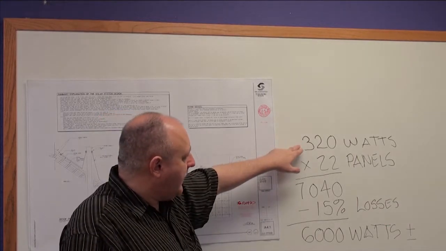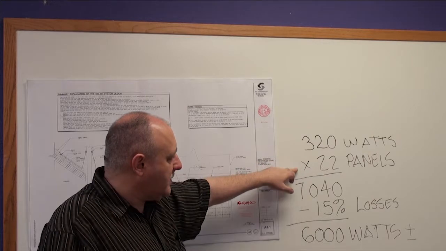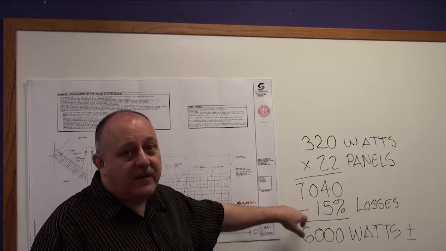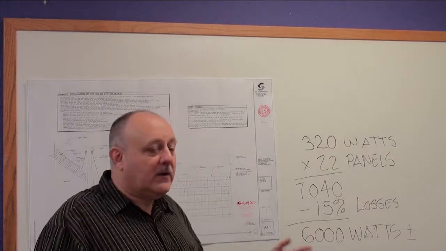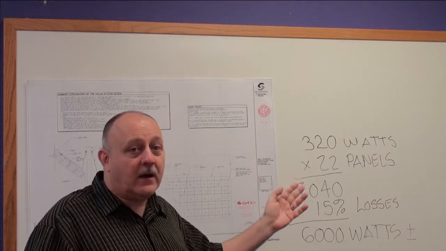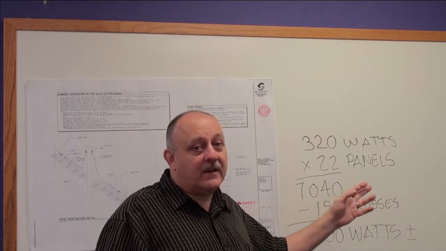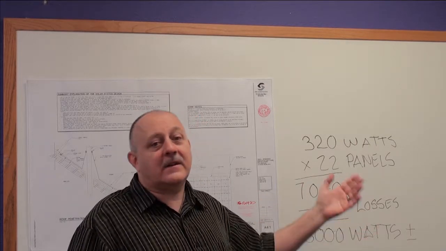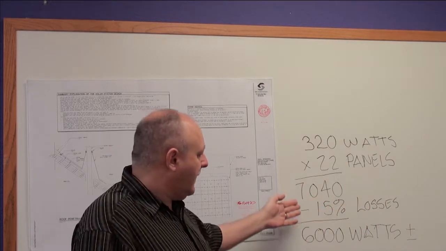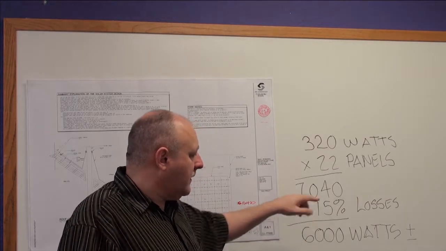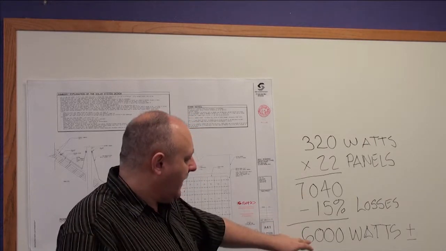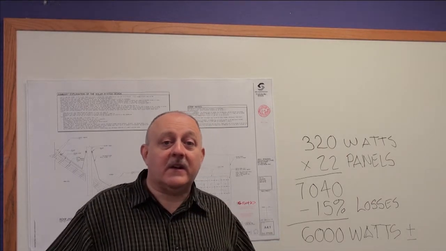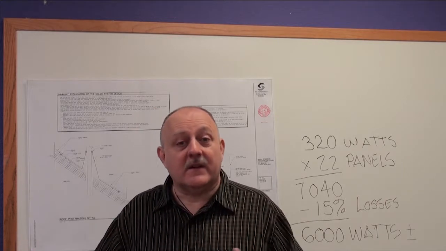So 320 watts per panel, 22 panels, equals about 7,000. And then I figure about 15% in losses due to not having the ideal angle on the roof, and also not facing the ideal angle to the south, and also just regular line losses and inverter losses and so on. So ballpark, I figure I'm going to lose about 15%, maybe 20, and that leaves me with a 6,000 watt system.